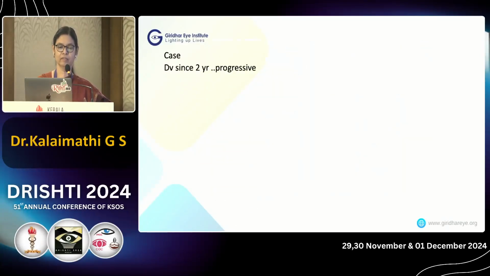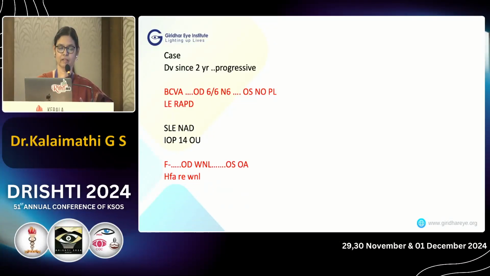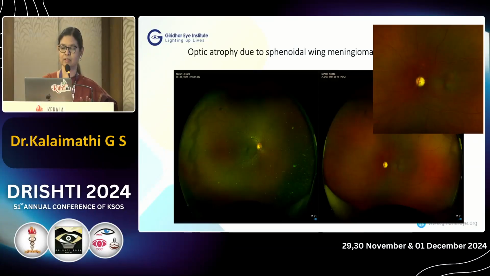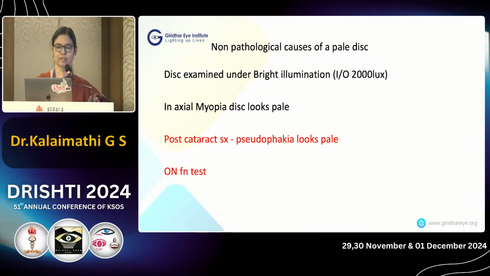Defective vision 2 years, progressive in nature, right eye normal, left eye no PL and RAPD. Left eye optic atrophy, operated for sphenoidal wing meningioma. This is a primary optic atrophy because the pathology is behind the optic disc.